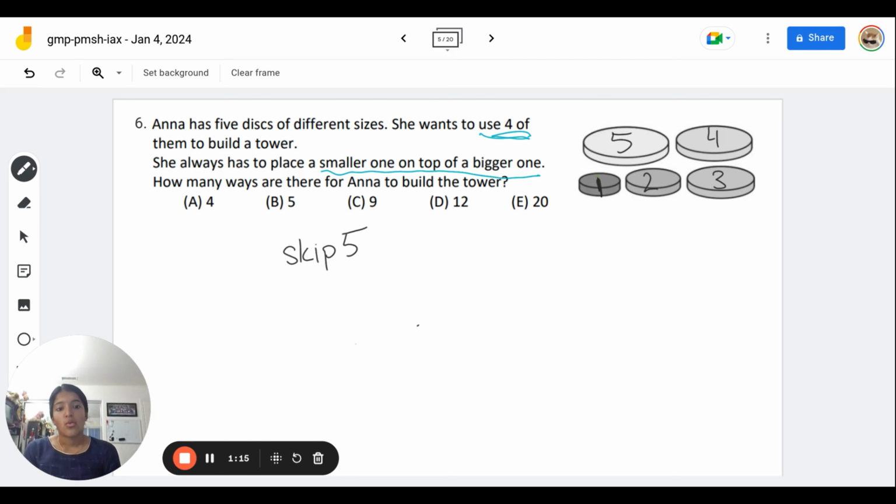We could have 1, 2, 3, 5, where we skip 4. We could have 1, 2, 4, 5, where we skip 3. We could have 1, 3, 4, 5, where we skip 2. And we could have 2, 3, 4, 5, where we skip 1. And other than that, there are no other possibilities that we could have, and that means we have 5 possibilities in which we can stack them while following all the guidelines. So the answer for number 6 is B, 5.